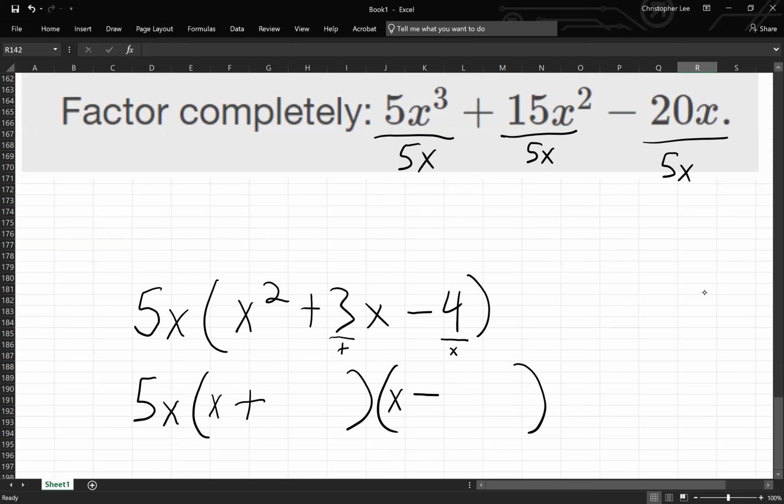Let's do the 1 first. It doesn't matter. But which one is positive, which one is negative? The 4 or the 1? Which one? Is the 4 what? Positive. It's positive? Okay. How'd you know that?